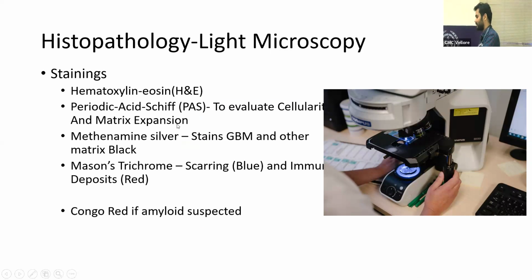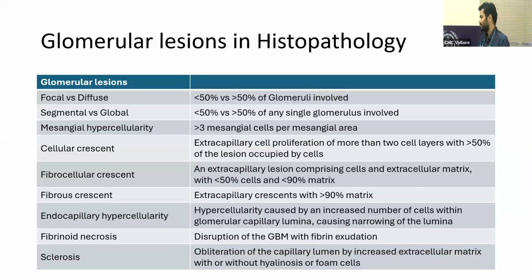The four commonly used stains are H&E staining to look for the cellularity, and periodic acid-Schiff stain to look for the cellularity as well as matrix, glomerular basement membranes and tubular basement membranes. Regarding methenamine silver stain, it stains the GBM and the other matrix as black. And trichrome staining is used to pick up the scars and the degree of immune deposits, whether it's a blue color or red color. And Congo red is used if amyloid is suspected.